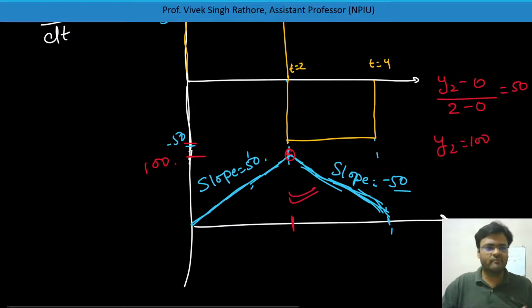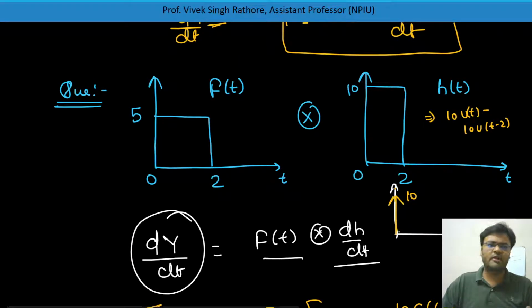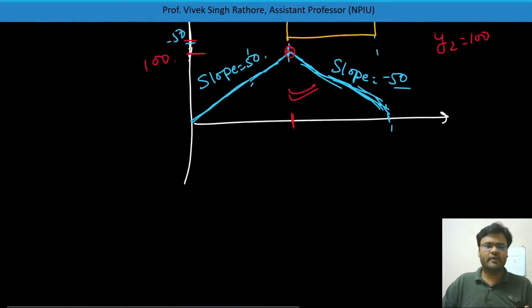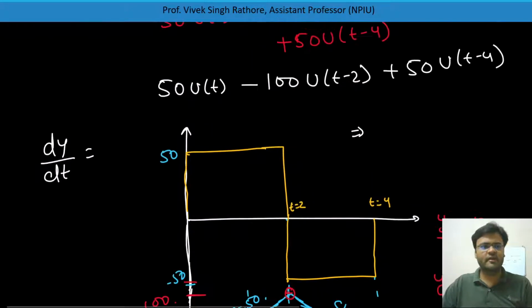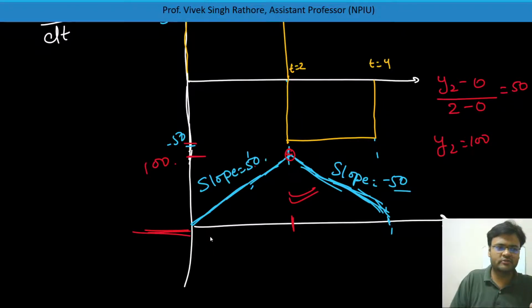And how did it come? It came by using the differentiation property, and we are getting the output like this. You can also write it like this: 50 u(t) is there, the integration of u(t) is r(t), so 50 r(t). 50 r(t) means the change of slope: the slope is 50 and here the slope is 0, so final slope minus initial slope gives 50.